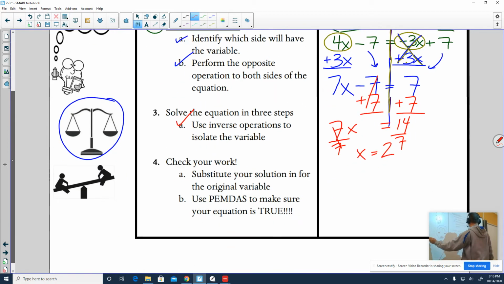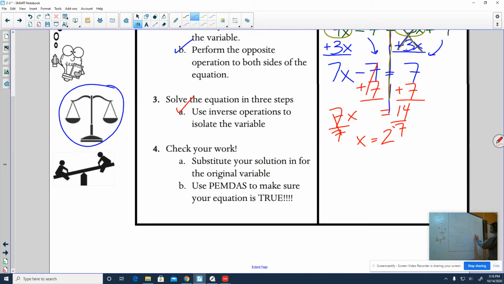Okay. We are almost done. Once I find my solution, we always have to check your work. How do we check our work? Substitute your solution into the original equation for the original variable. Use PEMDAS to make your equation true. When I do that substitution, 2 minus 7 plus 3x equals 9 minus 3x. That's going to be my variable in there, minus a 2.